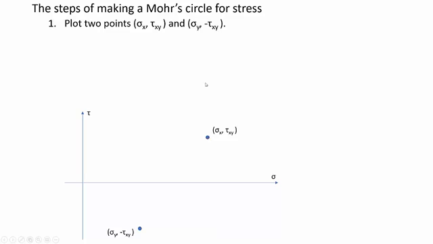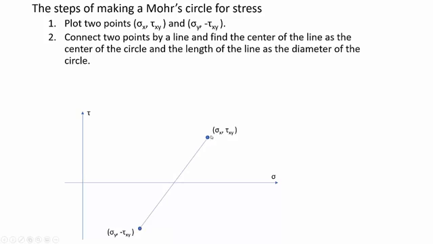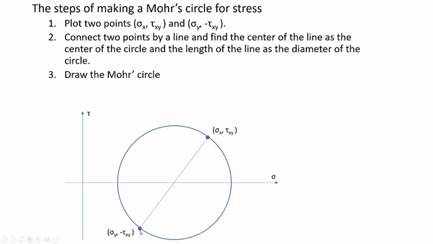And for the second dot, we use the normal stress on the orthogonal direction, that is sigma y, with minus shear stress. Then we have two points. Next we connect these two points by a line. The center of this line is the center of the Mohr circle, and the length of the line is the diameter of that circle. If we use this center and diameter, we can draw a circle that looks like this.